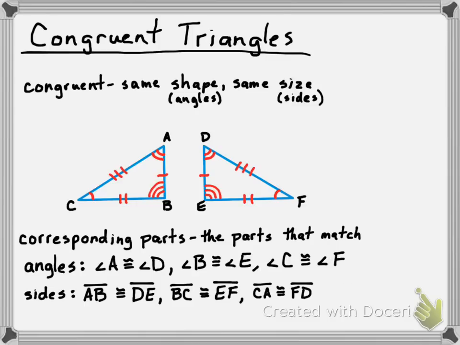Okay? This is how you identify the corresponding parts. You don't have to tell me what the measures are or anything like that, at least not for this part. You just have to be able to write which angles are congruent and which sides are congruent.